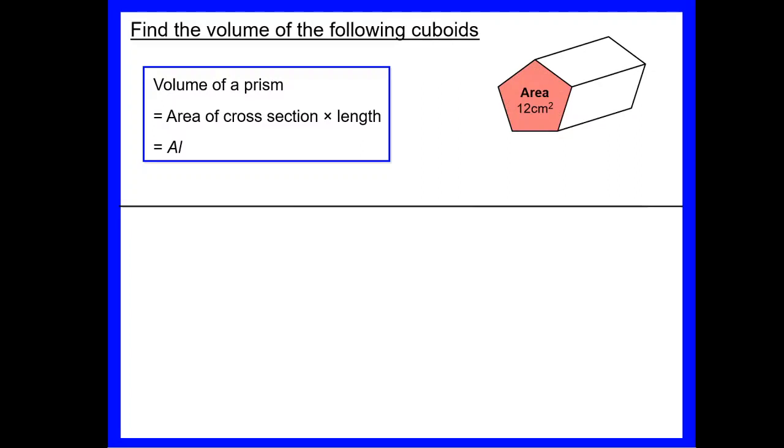So for example, if I were told that the area of this pentagon is 12 centimetres squared and that it is 7 centimetres long, so the depth here is 7 centimetres, then to find the volume I would do 12 times the length of 7. We can imagine this area of 12 is every slice, every centimetre through here has the same. So we do 12 times 7 and it would have a volume of 84 centimetres cubed.